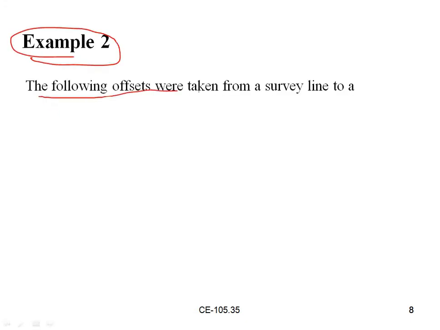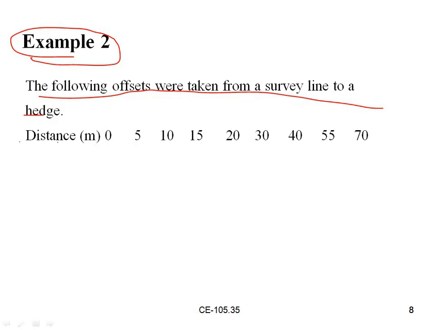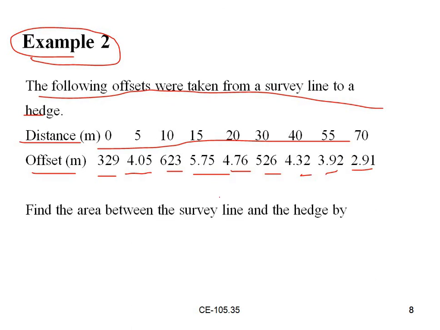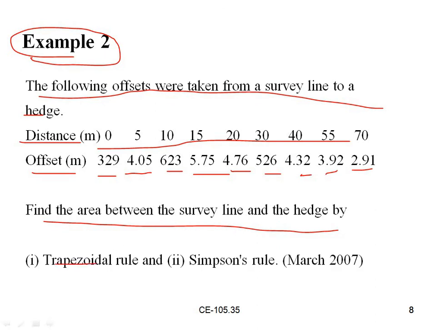The following offsets were taken from a survey line to a hedge. Distances are 0, 5, 10, 15 up to 70, and offsets are 3.29, 4.05, 6.23, 5.75, 4.76, 5.26, 4.32, 3.92, 2.91. These offsets are given in meters. Find the area between the survey line and hedge by the trapezoidal rule and Simpson's rule. These types of problems are very important. They will be asked in the examination also.